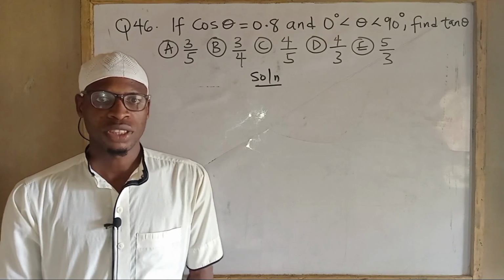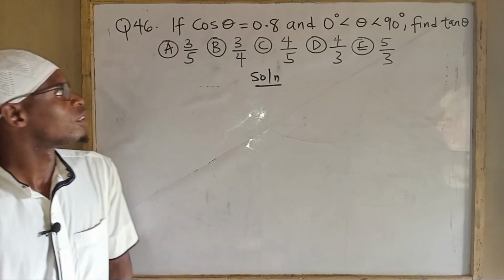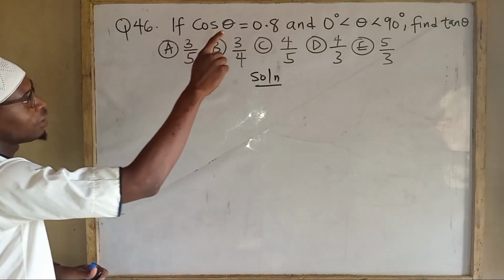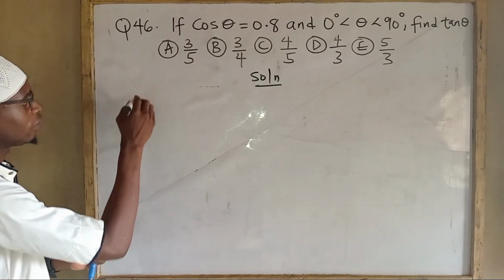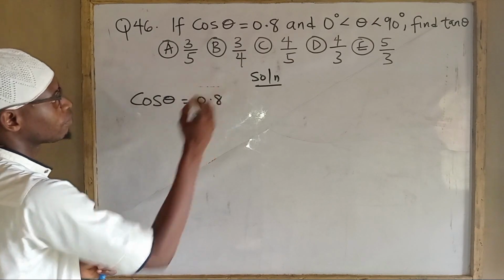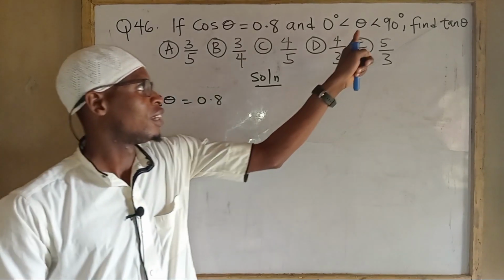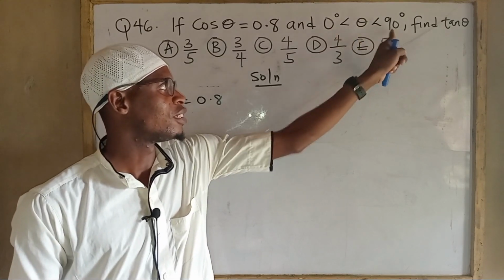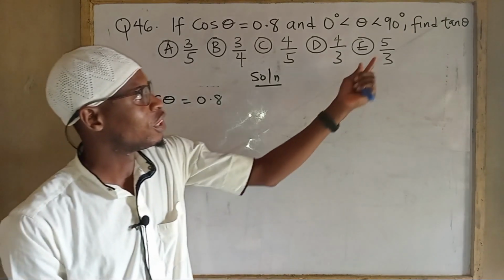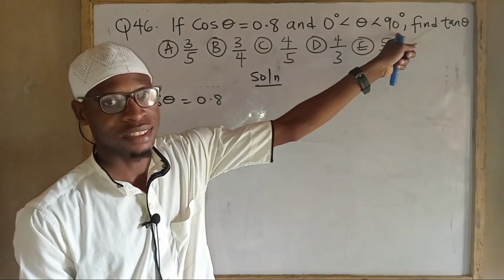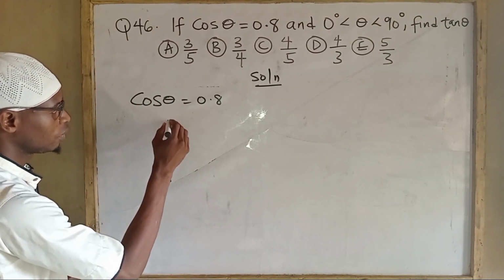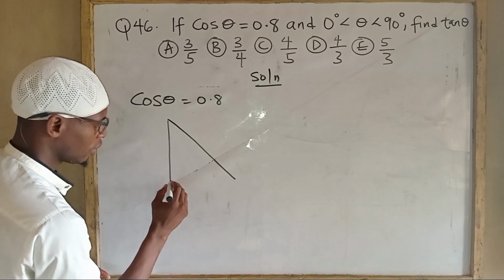So today we start from question 46. We have the question on the board which reads, if cos theta is equal to 0.8. We're told that cos theta is equal to 0.8 and theta is between 0 degrees and 90 degrees. That means this is a right angle triangle, because the limit is 90 degrees. So let us construct a right angle triangle, which is this.